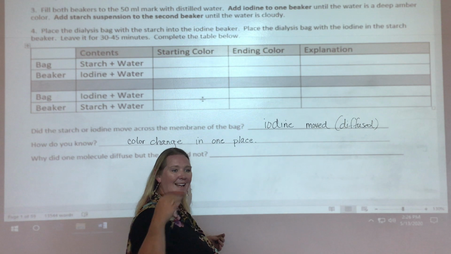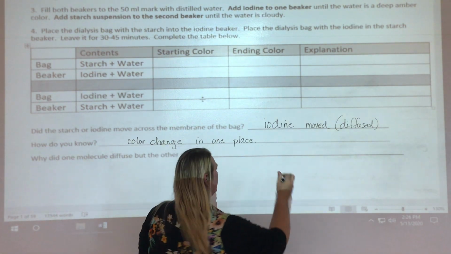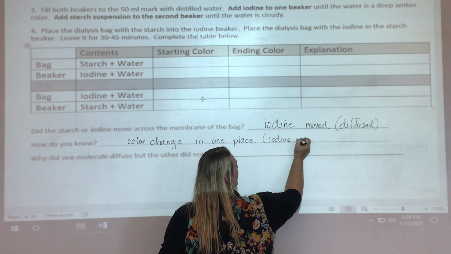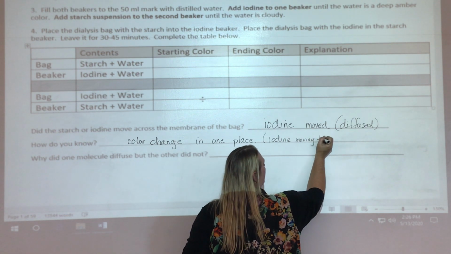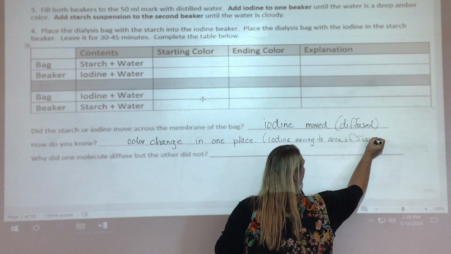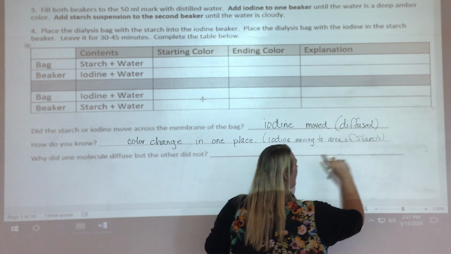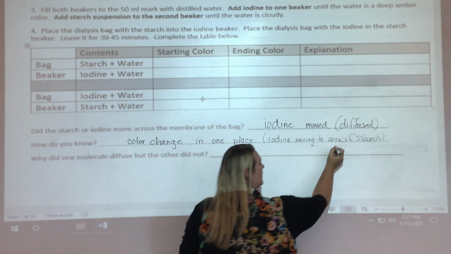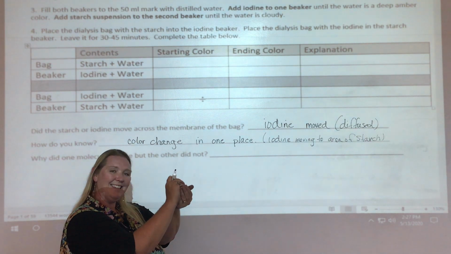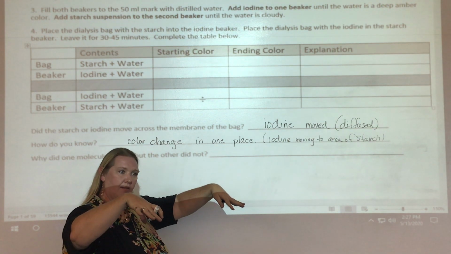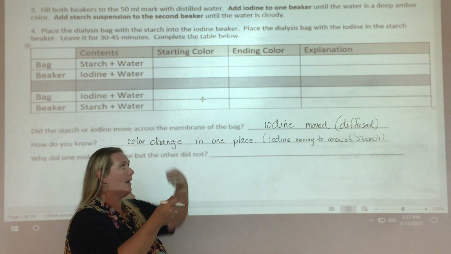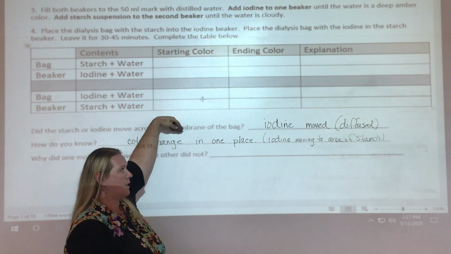And that's where the iodine would move where the starch was. Iodine moving to the area of starch, but starch not moving where the iodine was. So it's moving from a highly concentrated area of iodine inside that bag to outside, or from high concentration outside in the beaker to inside, in the two different examples here.